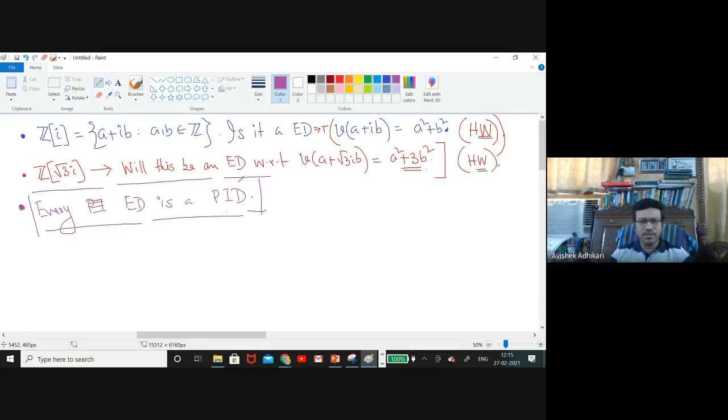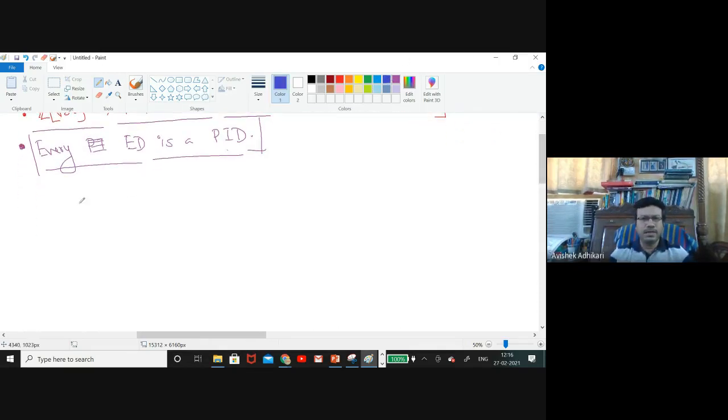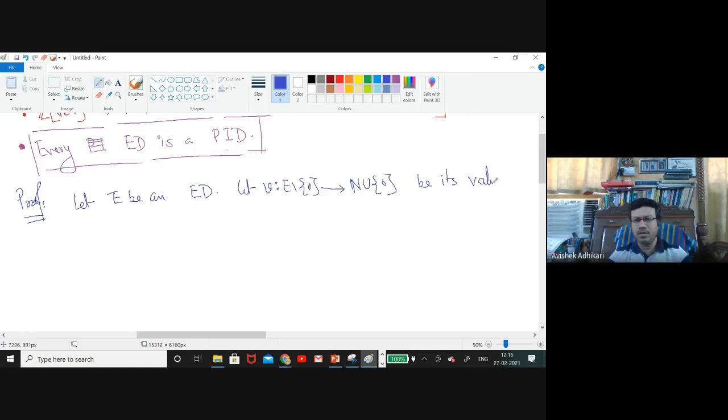The proof is not very difficult. I will just give you hints of this proof, and then you need to check it. The proof goes like this. Let E be a Euclidean domain, then it must have some valuation function. Let V from E minus 0 to natural numbers union 0 be its valuation function. What you need to prove is that E is a PID. That means you need to take any arbitrary ideal of E; if it is generated by a single element, then you are done. So let I be an ideal of E.